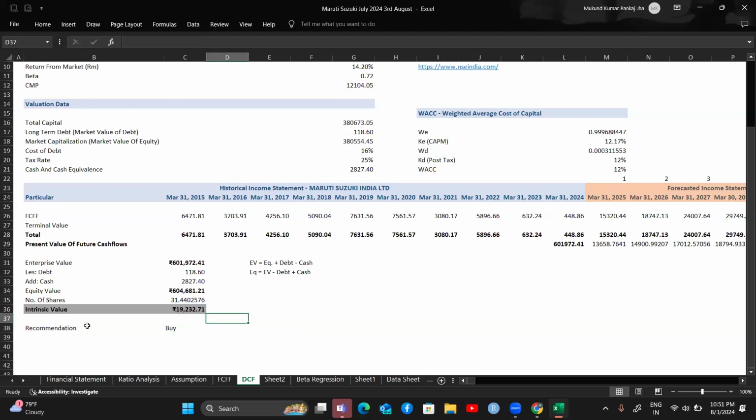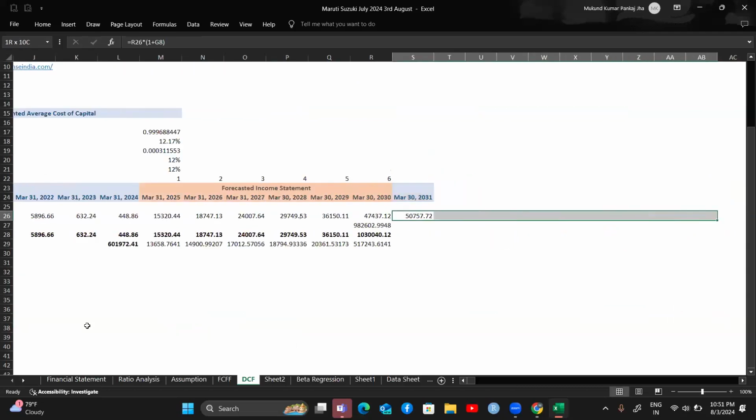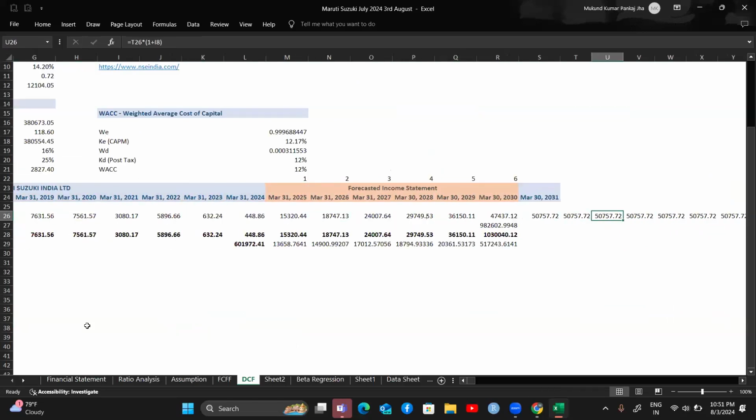Can you also show why the terminal value was added in the last forecast part? Because businesses work on the principle of going concern. What does this terminal value represent? It represents the present value of all the future cash flows that the company is going to generate in future years. That is being calculated in this part, that is terminal value.